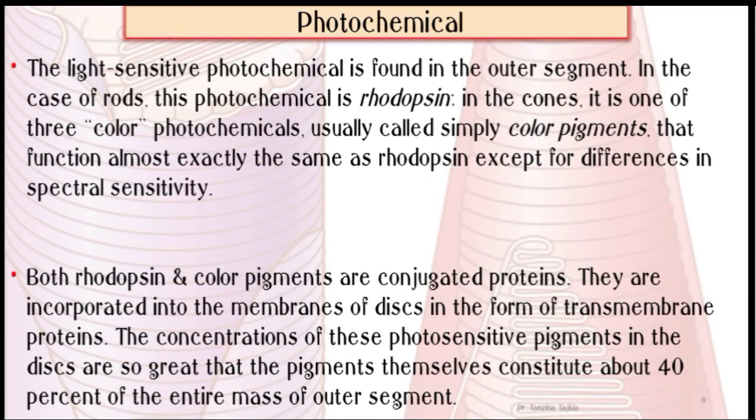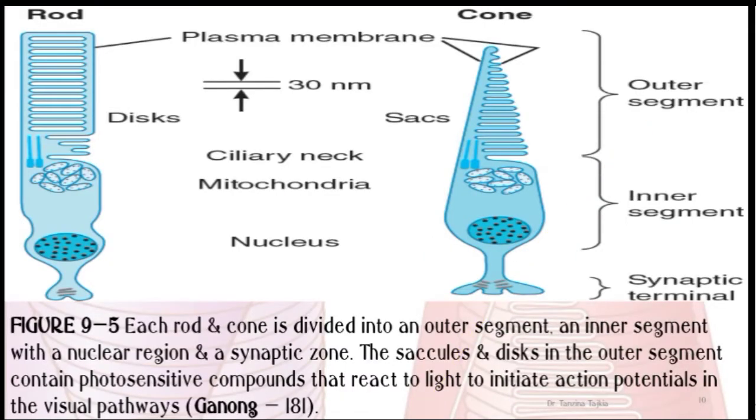The light-sensitive photochemical is found in the outer segment of rod and cone. In the case of the rod, the photochemical is called rhodopsin, and in the case of the cone, there are three color photochemicals, simply called color pigments, that function exactly the same as rhodopsin, except for differences in spectral sensitivity. Both rhodopsin and color pigments are conjugated proteins. This figure is taken from Ganong. Here we want to show you the rod and cone.